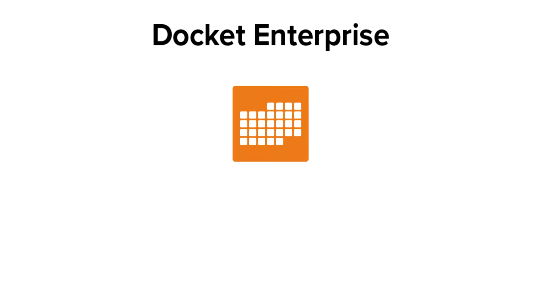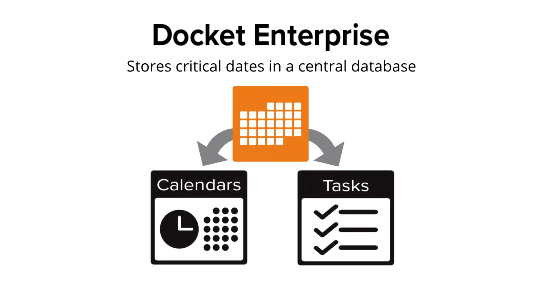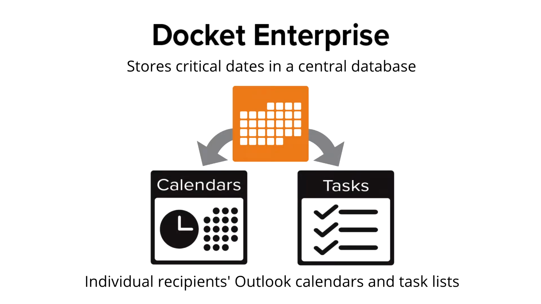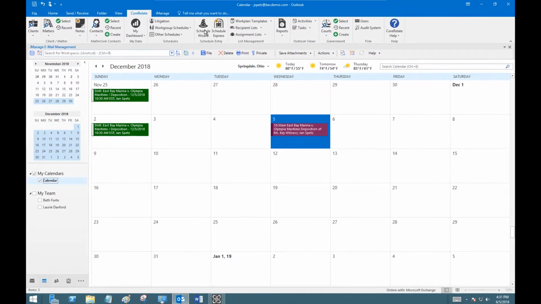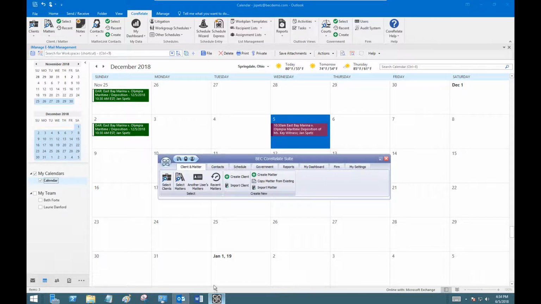Docket Enterprise is a legal calendaring application that stores critical dates in a central database and distributes them to individual recipients' Outlook calendars and task lists. This video teaches about Docket's scheduling tool, known as the Schedule Wizard. To access the Schedule Wizard, click the wizard hat icon on the Outlook ribbon or on the Correlate Suite menu.